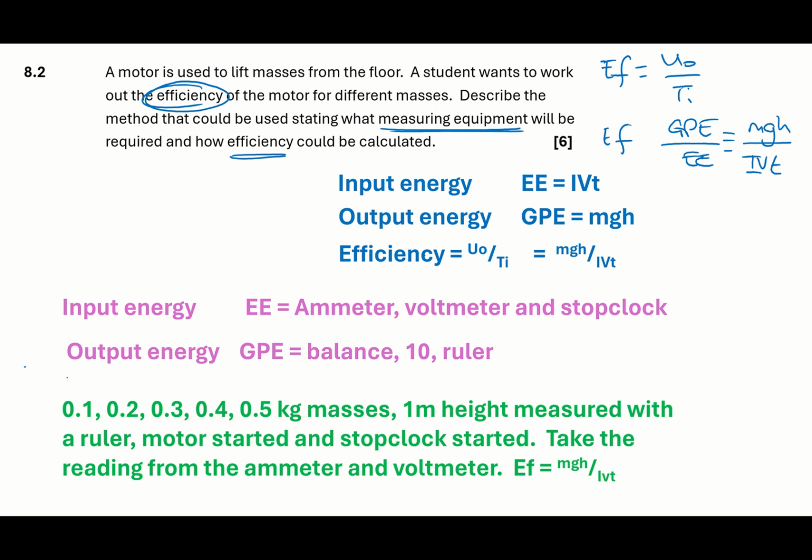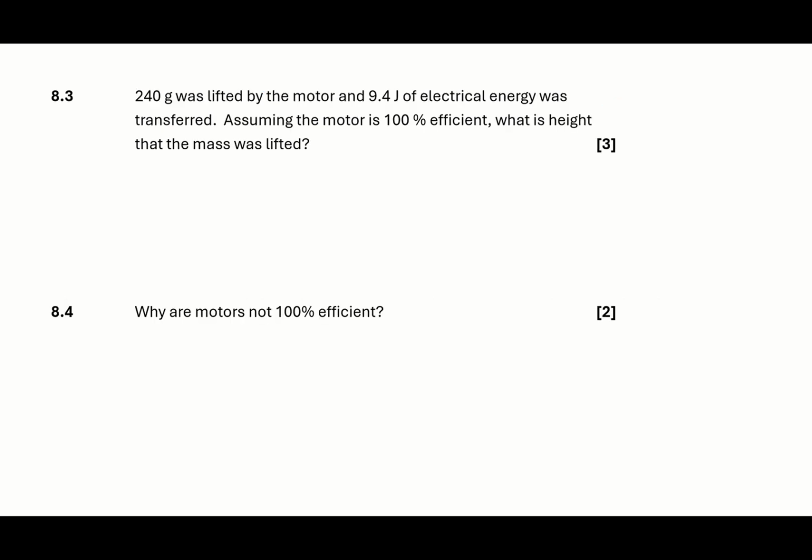I've missed out parts in it because it's run out of space, but obviously I'll then stop the stop clock, and efficiency equals the mass times gravity times height divided by the current times the voltage times the time. So a very tough question, and I hope that's helped you just understand it, and I will be going over that in the morning interventions and in the after school ones on a Thursday.